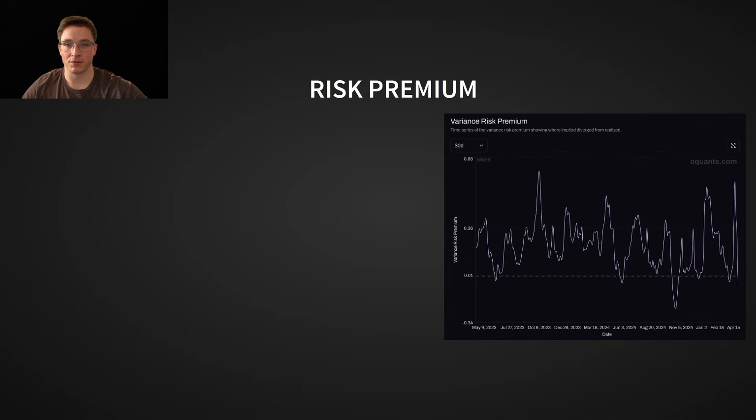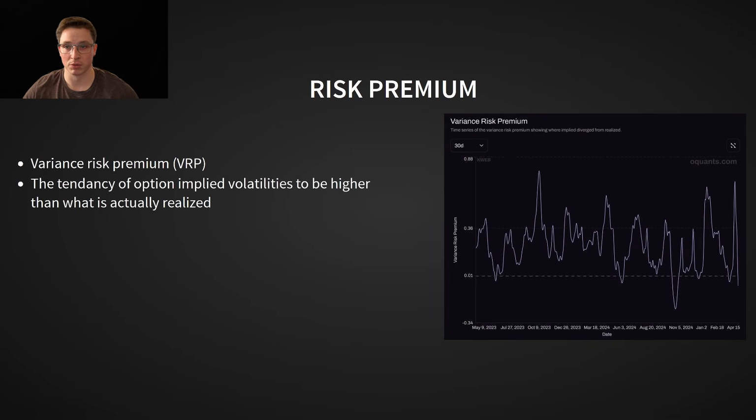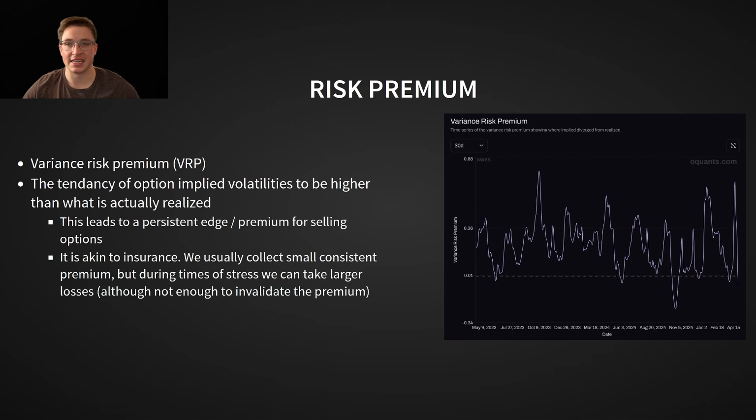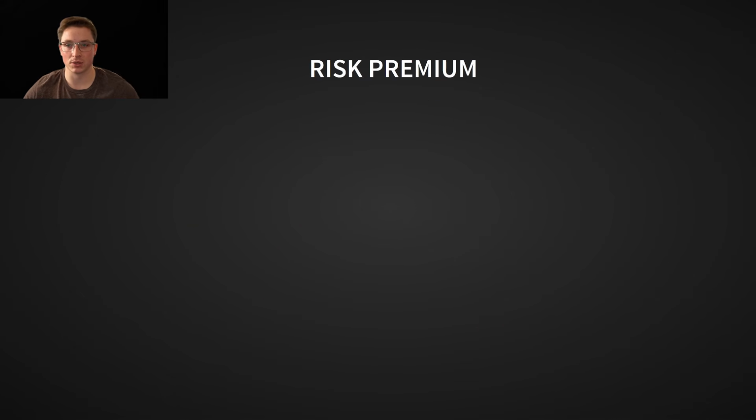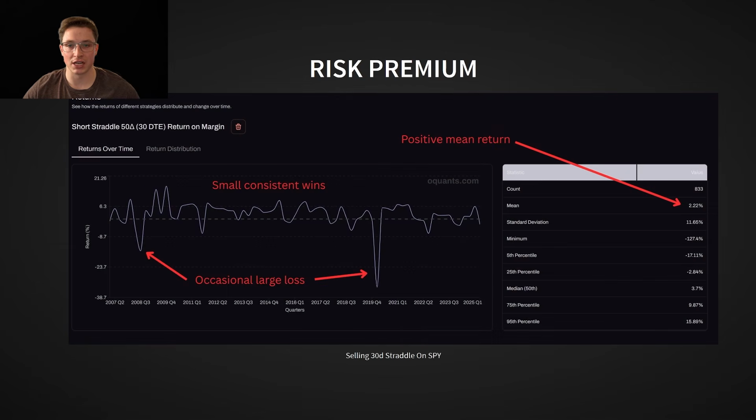But the focus of this video is a lesser known, yet incredibly powerful premium: the variance risk premium, or VRP. VRP is built on the observation that implied volatility, what the market expects, is typically higher than realized volatility, what actually happens. This consistent overestimation creates a structural edge in selling options. Essentially, you're being paid more for the risk you're taking than what that risk actually ends up costing you.